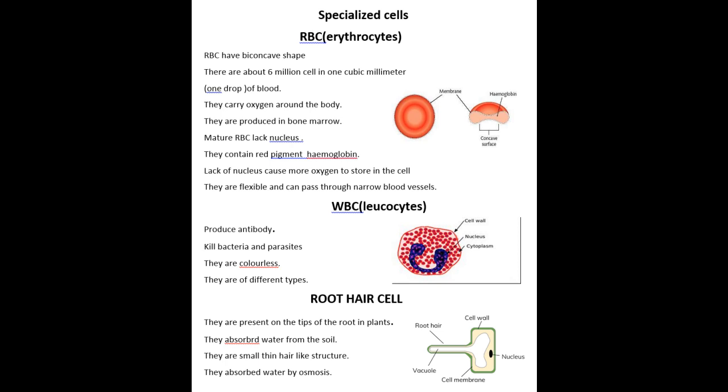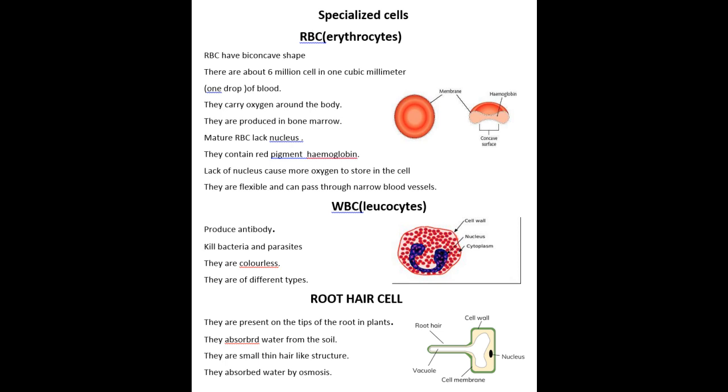The next point is they are produced in bone marrow. That is a very big question. Sometimes people ask where are red blood cells actually produced? They are produced in bone marrow, the fluid present inside the bones. It is not produced by any other organ, like the liver or some other organ.